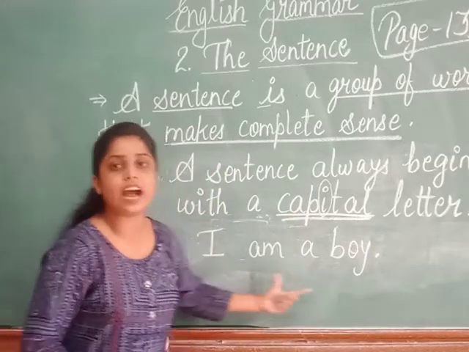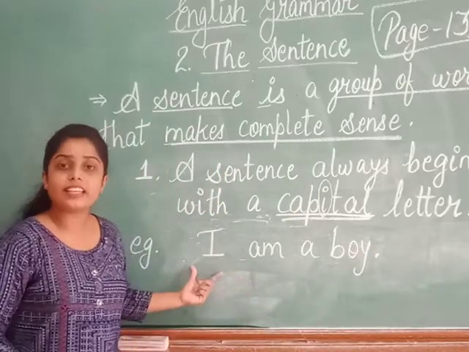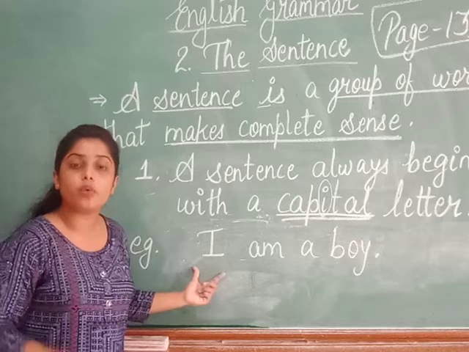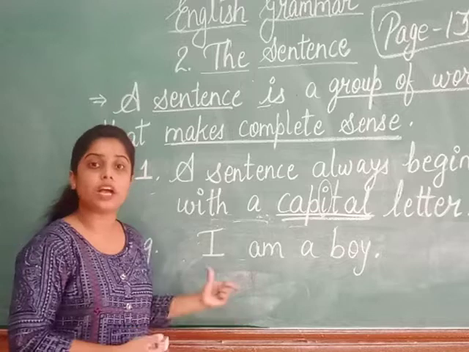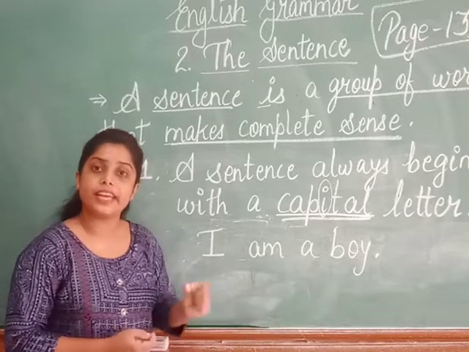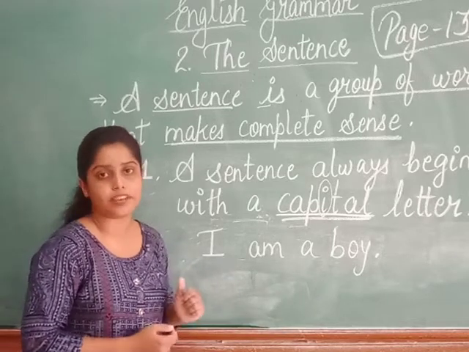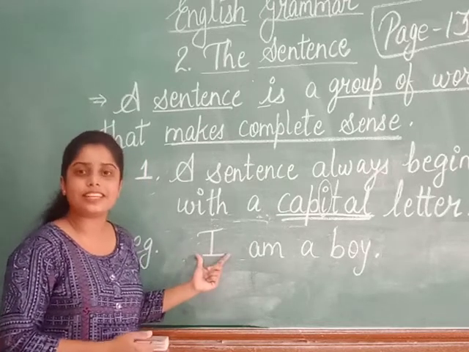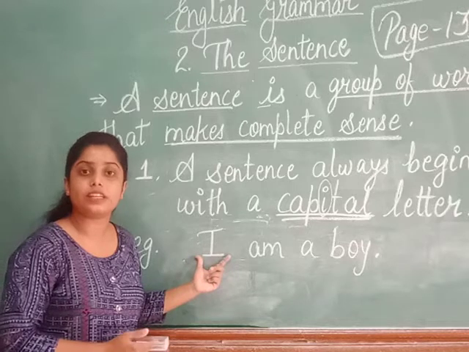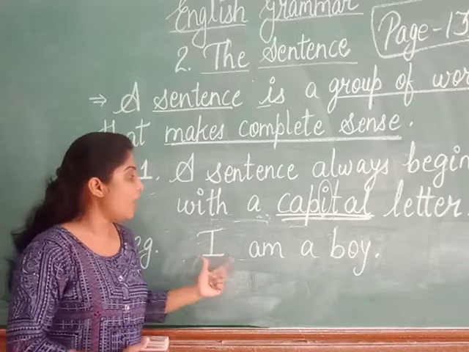In this sentence, I am a boy, I is playing the role of a word. Okay, I am a boy. मैं एक लड़का हूँ. क्या मीनिंग है इस सेंटेंस का? मैं एक लड़का हूँ. I am a boy. So here this letter is a word. It's playing the role of a word. So I am a boy.